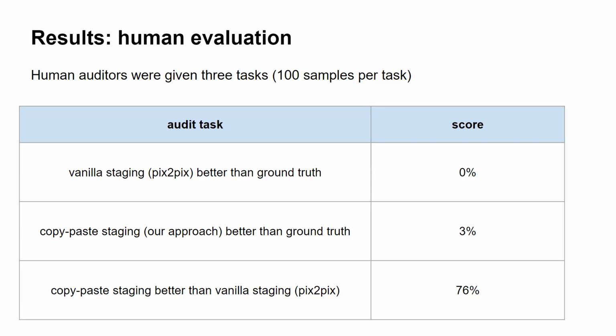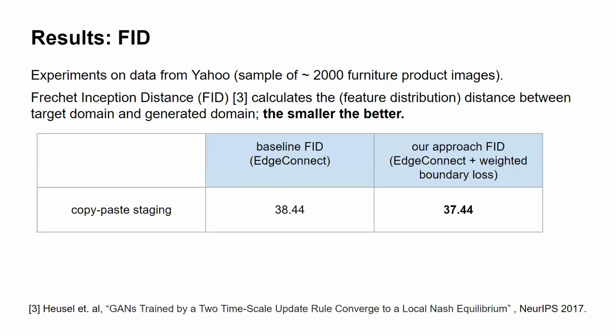And then finally, which is the key takeaway in this paper, copy-paste staging leads to better results than vanilla staging. You can see 76% of the samples were such that copy-paste staging was better than vanilla staging. So I would say that's the main result in this paper. We also evaluated something called FID, which measures the feature distribution between the target domain and the generated domain. Smaller FID is better, and the results align with that of human evaluation here. After using Edge Connect with weighted boundary loss, we see a lower FID score.